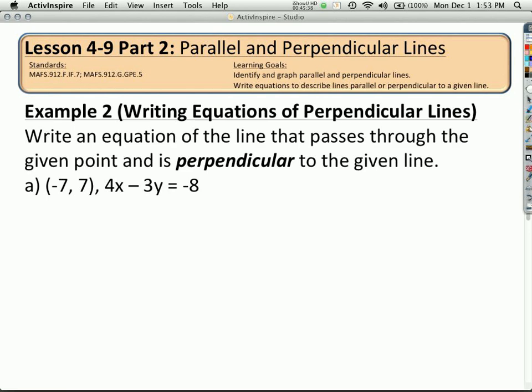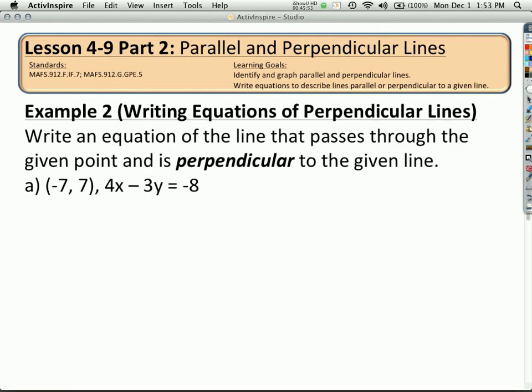Well, I said that this was the real work of the day. I was being somewhat sarcastic. This is actually the exact same thing with one crucial difference. The first three questions we did all were parallel lines. These are going to be perpendicular.